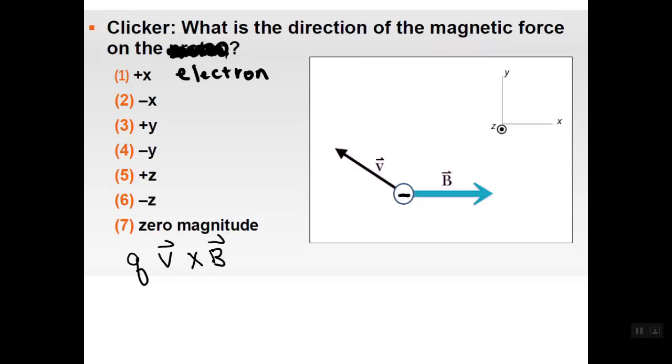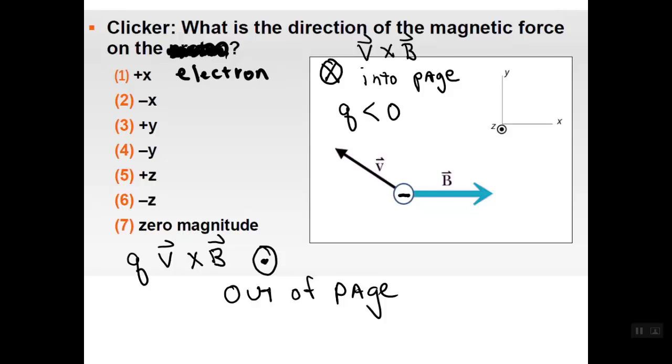We determine the direction of the magnetic force from the direction of V cross B times the sign of Q. Here, by the right-hand rule, V cross B is in the minus Z direction, into the page. Now, we note that Q is negative. The particle is an electron. So the direction of the magnetic force on the electron in this case is the direction of minus V cross B. That is out of the page. So the magnetic force is in the plus Z direction.